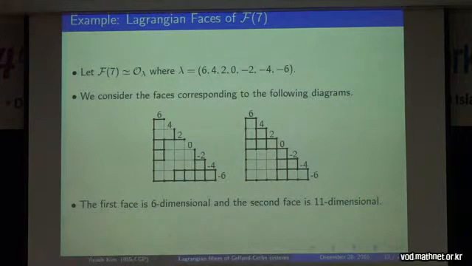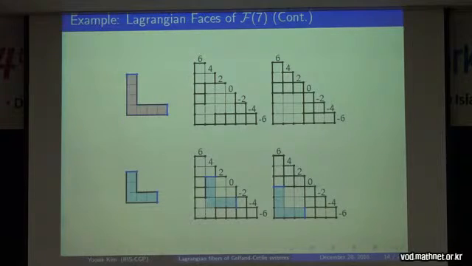The first one is a 6-dimensional face because 1, 2, 3, 4, 5, 6. Seven dimensional, yeah, I'm not good at counting. Sorry. So the first face is a 7-dimensional face, and the second one is 11-dimensional. Anyway, to apply the previous theorem, you can play a 3D Tetris game.